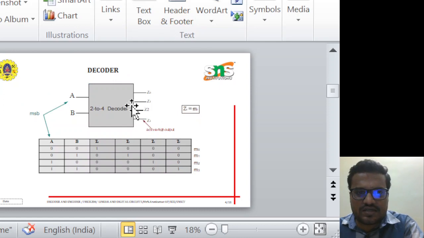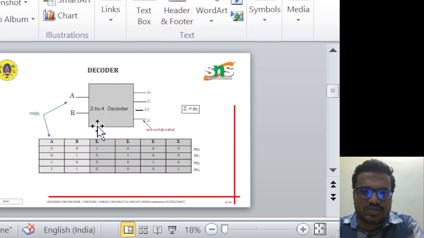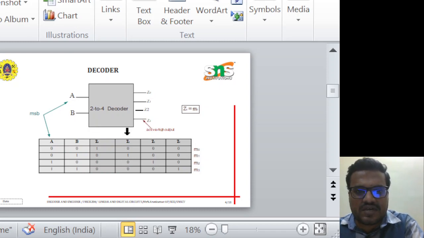In the next slide, the decoder performs like a 2 to 4 decoder. Initially two input signals A and B are given, and the output will be taken as Z0, Z1, Z2 and Z3. If there are two input signals, there are four combinations available: 00, 01, 10 and 11.